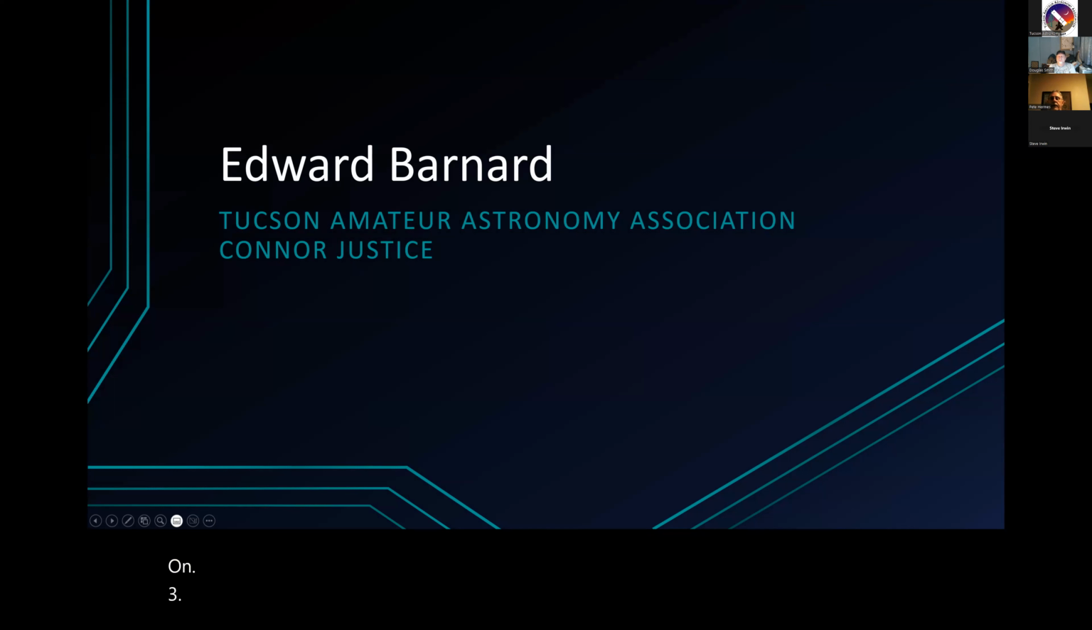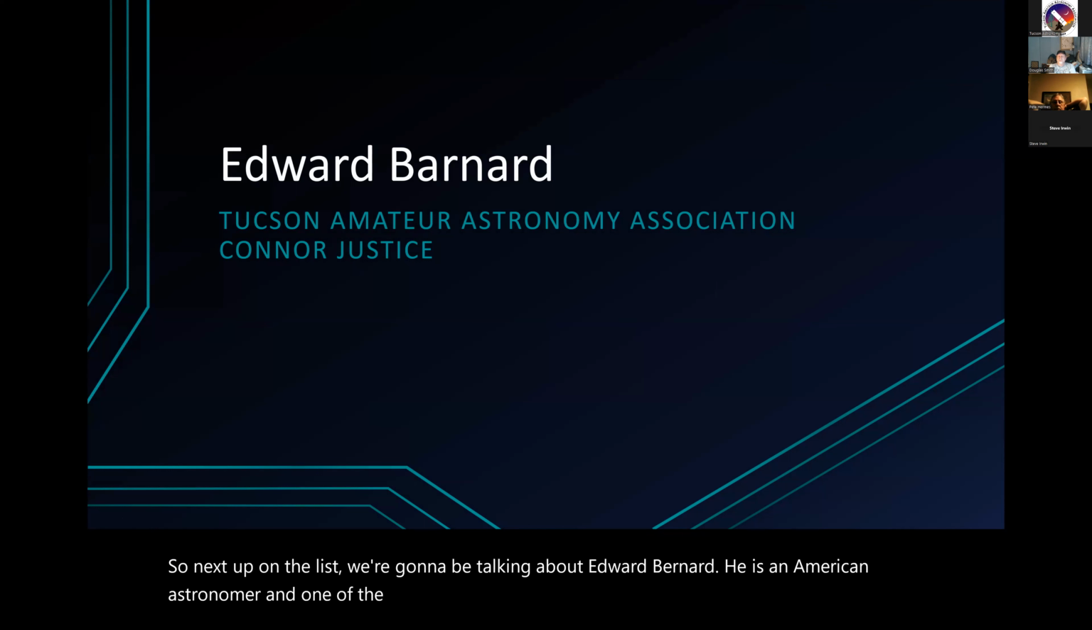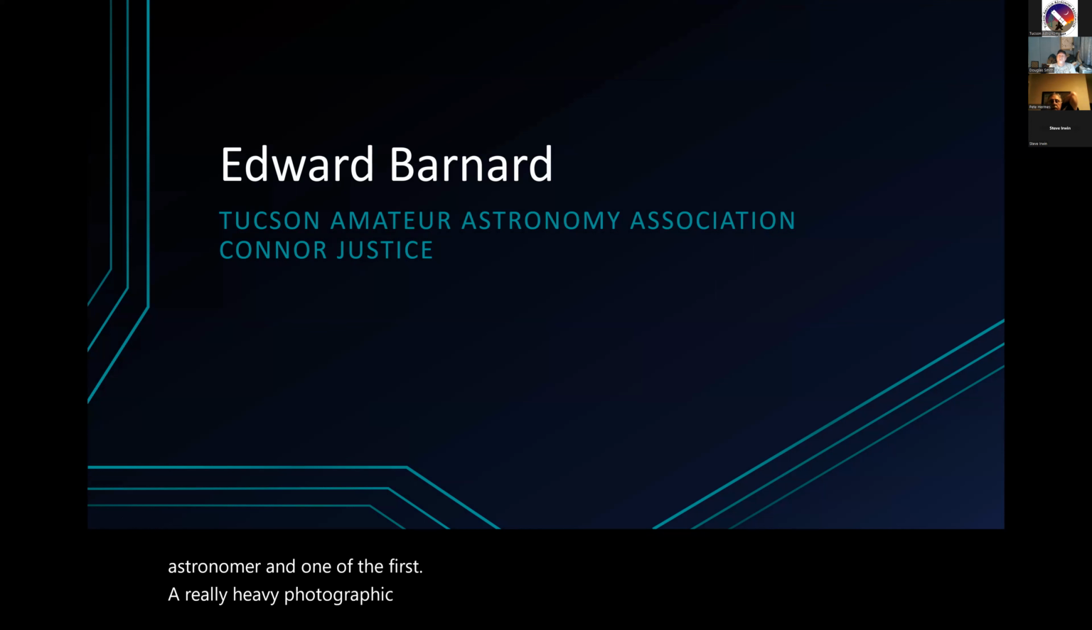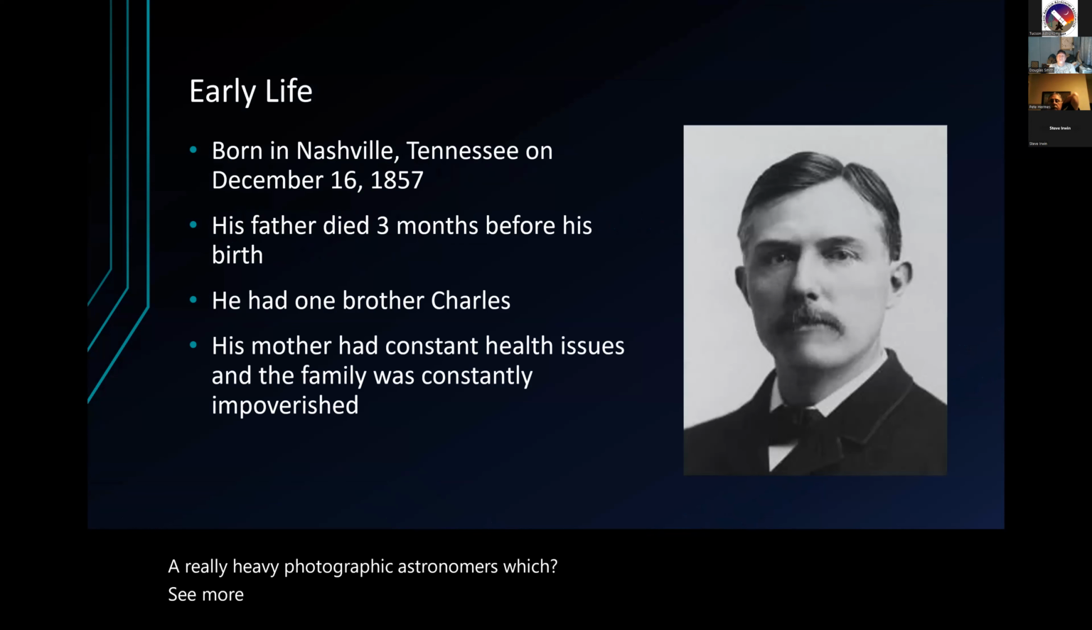Okay. So next up on the list, we're going to be talking about Edward Barnard. He is an American astronomer and one of the first really heavy photographic astronomers, which we'll see more about this. He was born slightly before the start of the American Civil War in Nashville, Tennessee, in 1857.